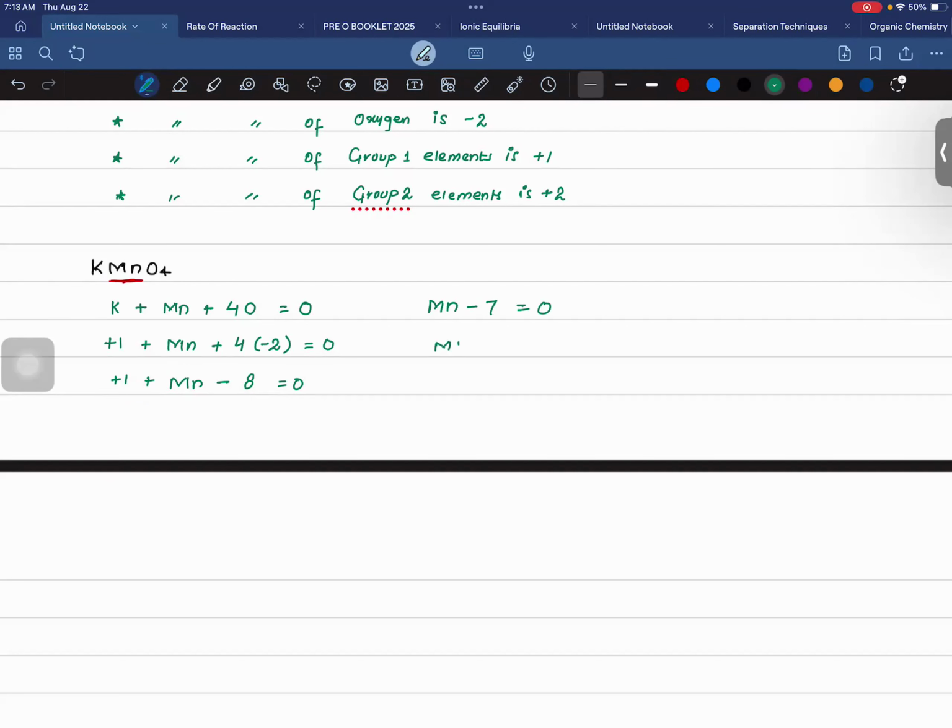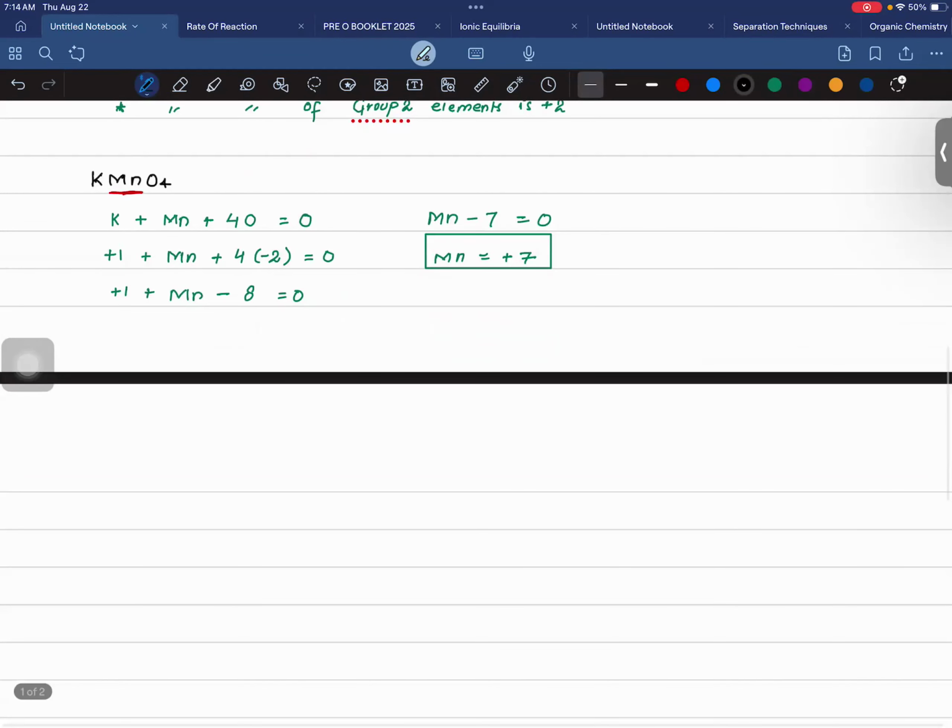So I have to find out the manganese, that is your subject. So you shift -7 to the right hand side of the equal sign, in the opposite direction, so this would be +7. This is the charge on manganese in the compound potassium manganate, KMnO4. In this way, we find the charge of a particular element in a compound.